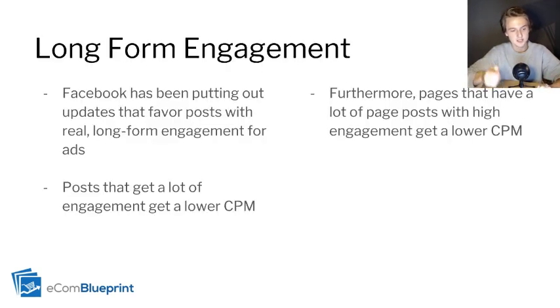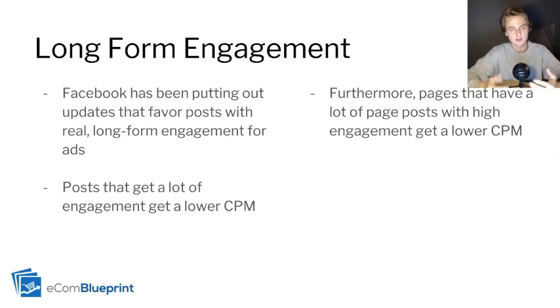So the first thing is long-form engagement. Facebook has been putting out a lot of updates, and one of the main changes is that ads and pages that have a lot of real long-form engagement get favored in the algorithm. And so the pages and posts that have a lot of engagement get a lower CPM on their ads. And this is really important. If you have a lower CPM, you get more reach cheaper, and then it's a lot easier to scale. And so posts that have a lot of real engagement get a lower CPM, but also pages that have a lot of posts with a lot of engagement, those pages are favored in the ad platform as well, and they are going to get a lower CPM.